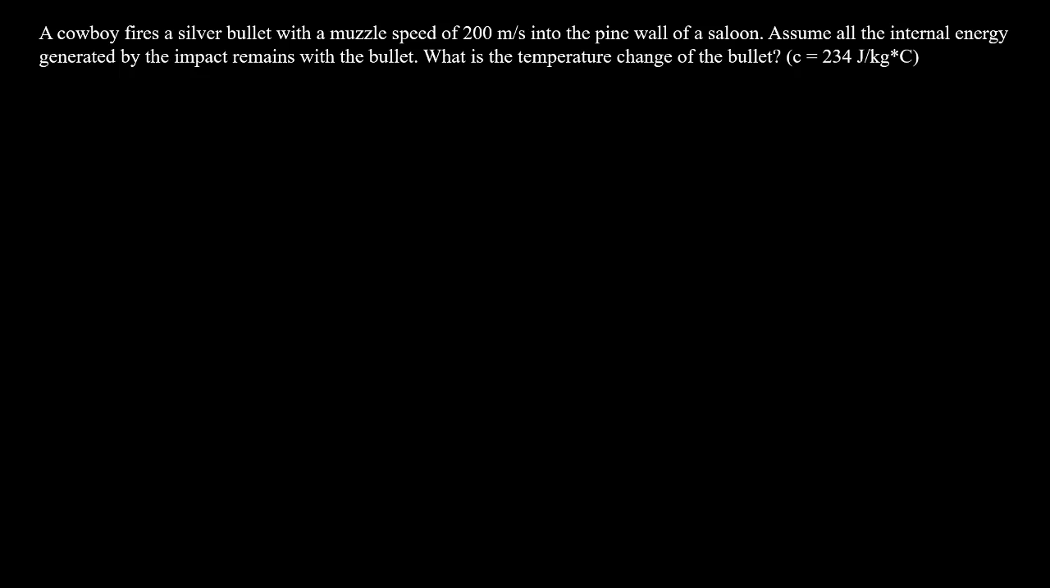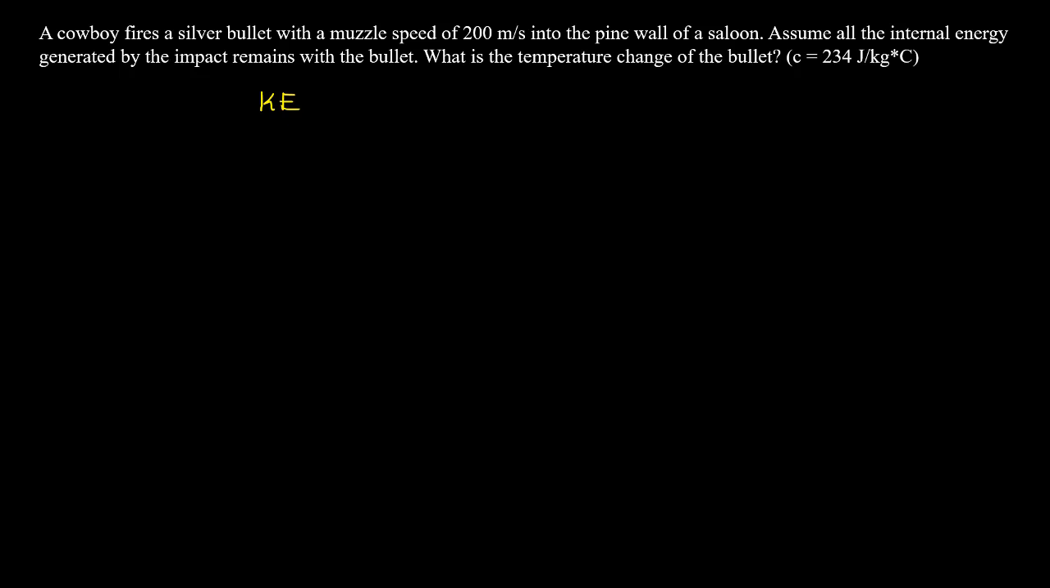Let's look at a problem, and then we're done. A cowboy fired a silver bullet with a muzzle speed of 200 meters per second into the pine wall of a saloon. Assume all of the internal energy generated by the impact remains in the bullet. That means that it's kind of an isolated system. What's the temperature change? Okay, so this one we're going to have our total, it starts with some kinetic energy.